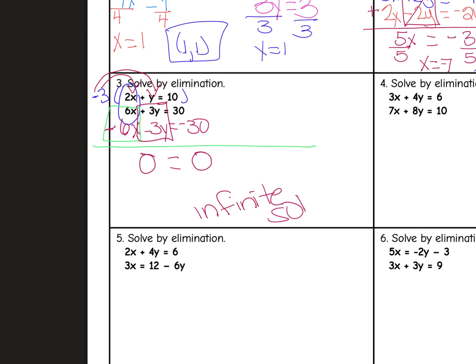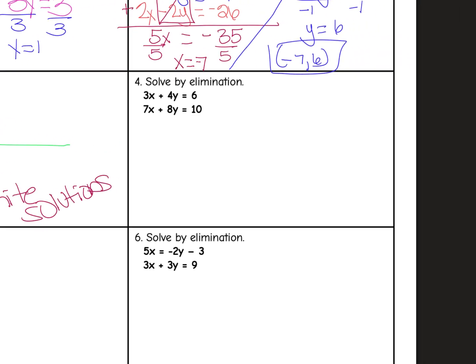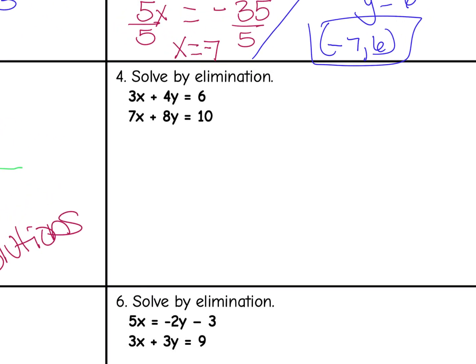And I know that this was infinite solutions because when I got to the very end, I have 0 equals 0. We know that this is a true statement. Go ahead and take a look at number 4. Stop this video and try number 4 on your own. Okay, so let's see how you did on number 4.